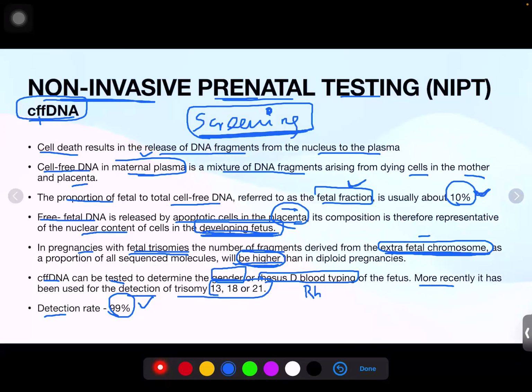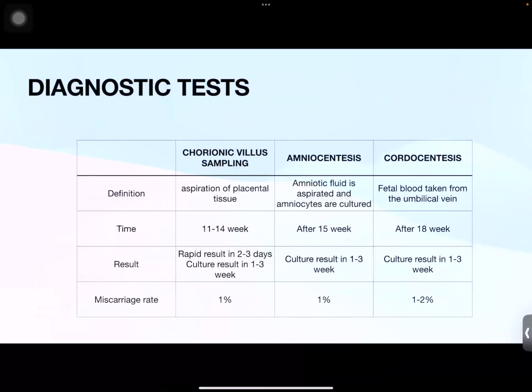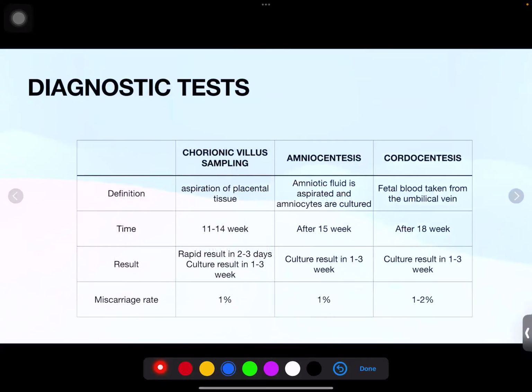So this is a very important and very brief topic of cell-free fetal DNA. And coming to the diagnostic tests, you have all read it many times: what are the diagnostic tests of all the aneuploidies, all the abnormalities of chromosomes? See, these three are very important. This is chorionic villus sampling, amniocentesis, chordocentesis.